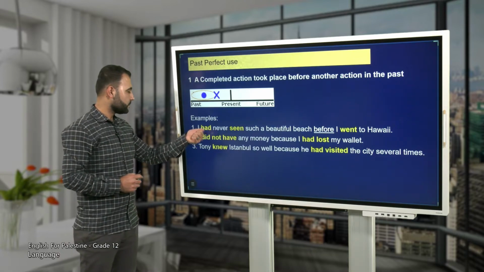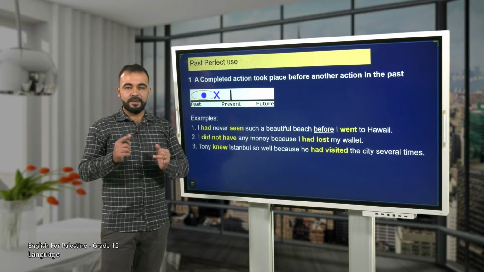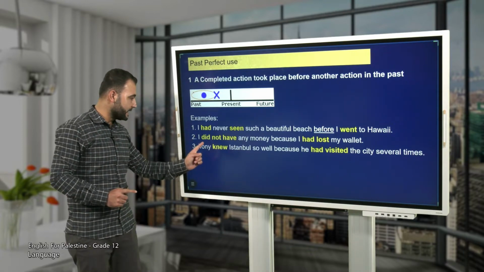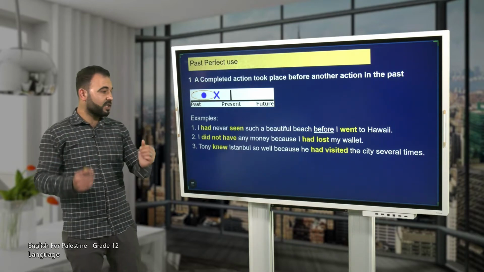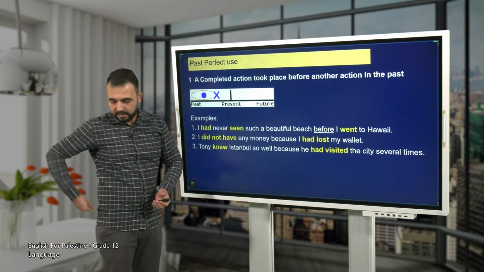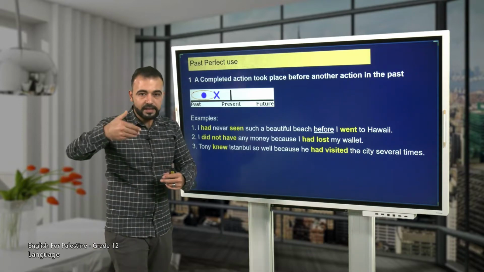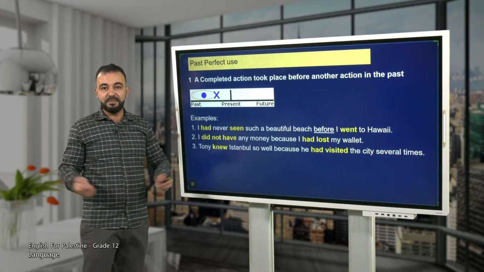Number 2, I did not have any money because I had lost my wallet. I didn't have. What? Any money. It's what? It's an action in the negative form in the past simple. Did not have. So it's the second action. Where is the first action? I had lost my wallet. So first, I lost my wallet. Then I was looking for my money, so I did not have any money.